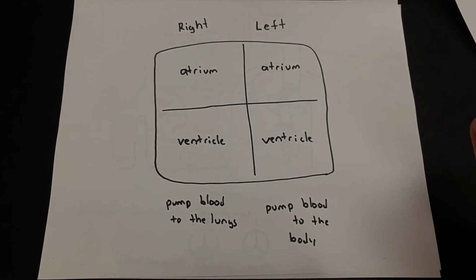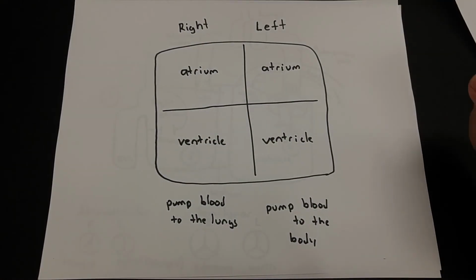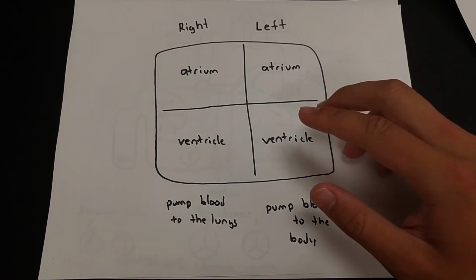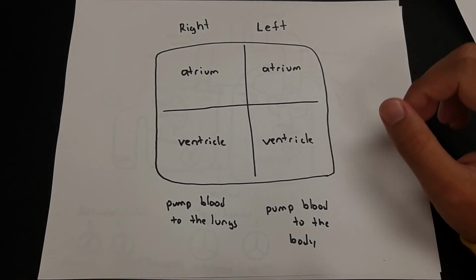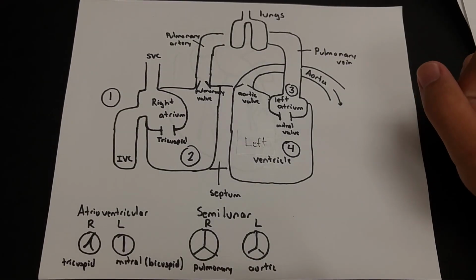So I know what you're thinking. Why is the right side on the left and why is the left side on the right? Well, that's because when you're looking at someone head on, like you would a patient, this is how you would see it. And this is almost how it's always drawn when you see a picture of it. So let's go onto how it functions.